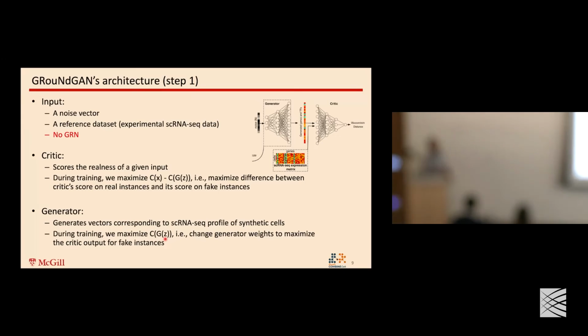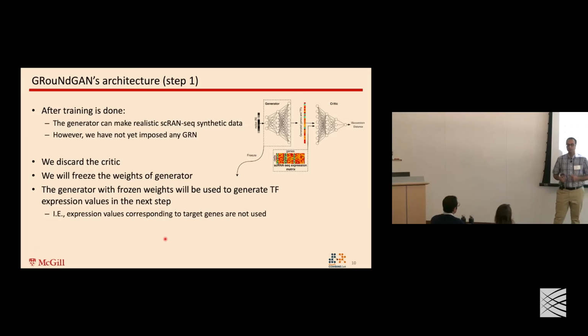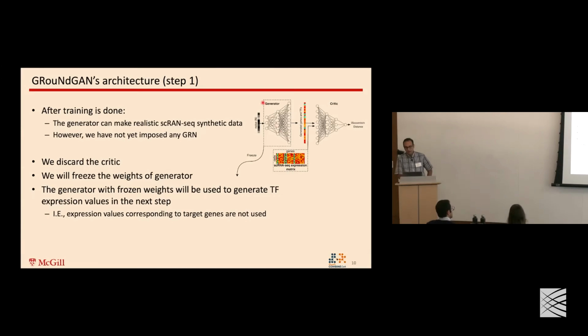But what are we using this for? As I mentioned, after this is done, we are able to generate realistically looking single-cell RNA-seq data, but we have not imposed any type of causality in the model. So what we do is that now the generator of the model is taken from this network. The critic is completely discarded.